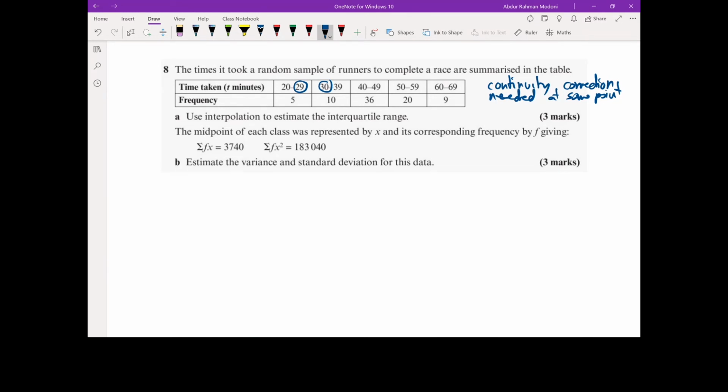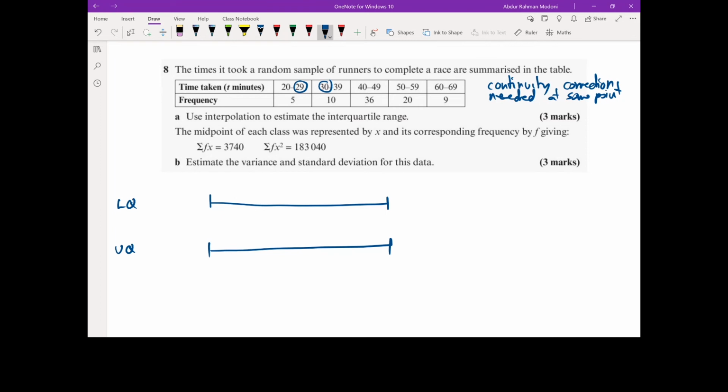Part A says use interpolation to estimate the interquartile range. So the interquartile range requires us to find out what the upper quartile is and what the lower quartile is, and its actual position. So I'll set that up and I'll work out my lower quartile position here. I'll work out my upper quartile position here. And then I'll be able to work out what my interquartile range is.